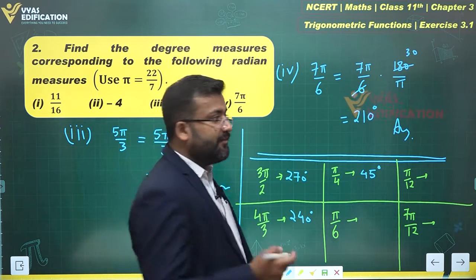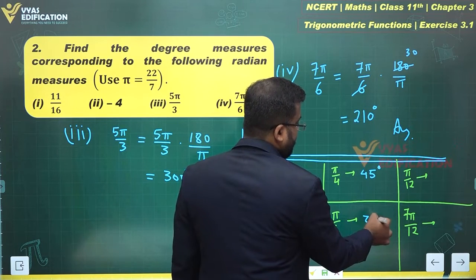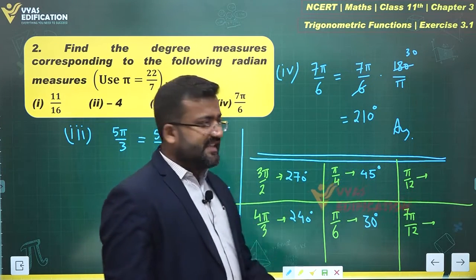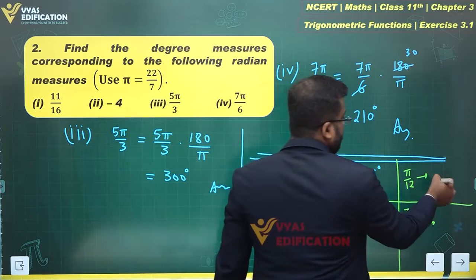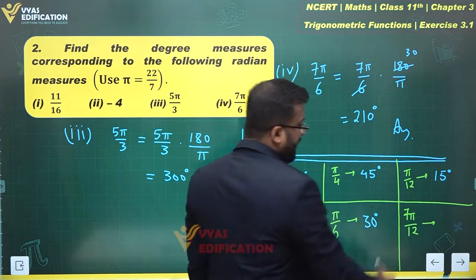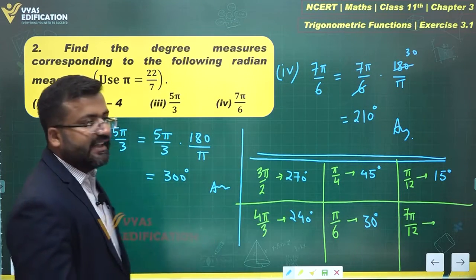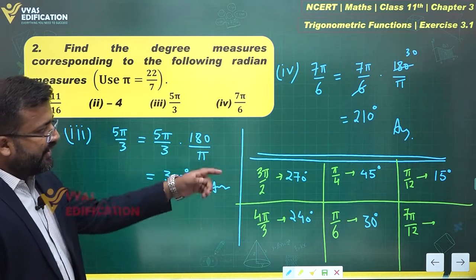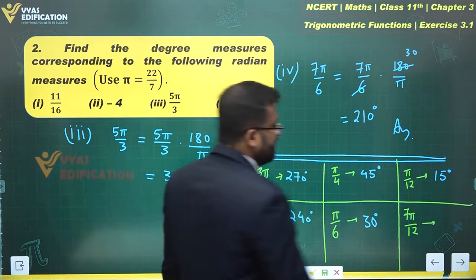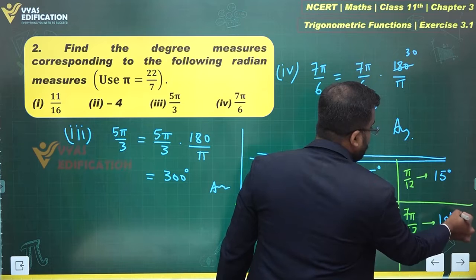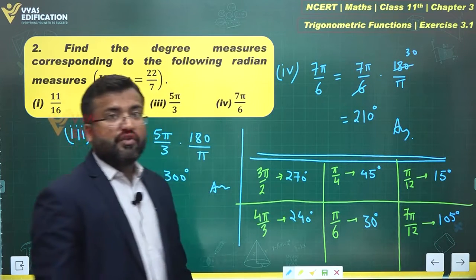Pi by 6, 180 upon 6 is 30 degree. Pi by 12 is half of this, which is 15 degree, and 7 pi by 12 is 7 times 15 degree. What do you think that would be? 7 times 15 degree is 105 degree. This is what you get.